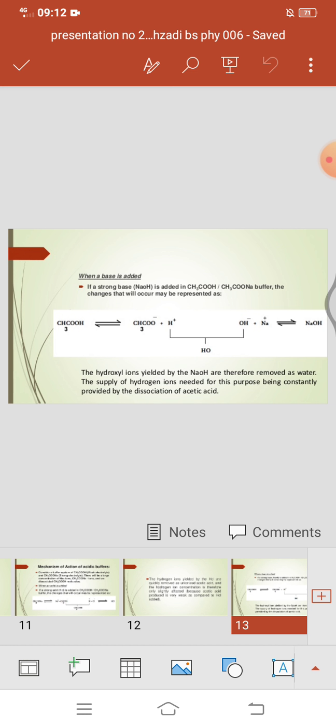When a base is added, if a strong base NaOH is added to the CH3COOH, CH3COONa buffer, the change that will occur may be represented as CH3COOH giving CH3COO negative plus H positive. If we add NaOH, then OH negative plus Na positive, which makes sodium hydroxide, which is a base. The hydroxyl ions yielded by the NaOH are therefore removed as water, the supply of hydrogen ions needed for this purpose being constantly provided by the dissociation of acetic acid.